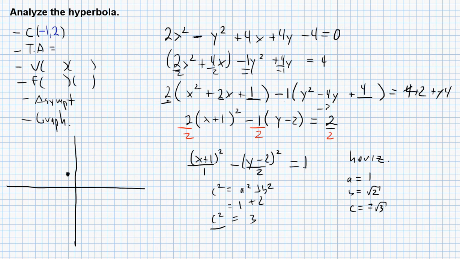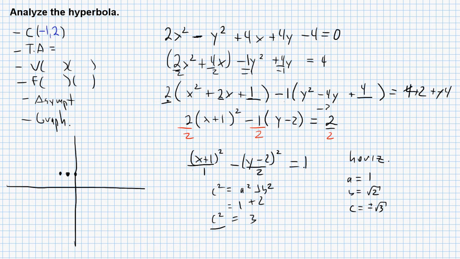Right? And then it's horizontal, so I'm going to put the vertex points to the left and to the right. The a value is 1, so I'm going to go 1 to the right for the a value, and 1 to the left for the other vertex point. Okay, we'll label those coordinates when we're done graphing.